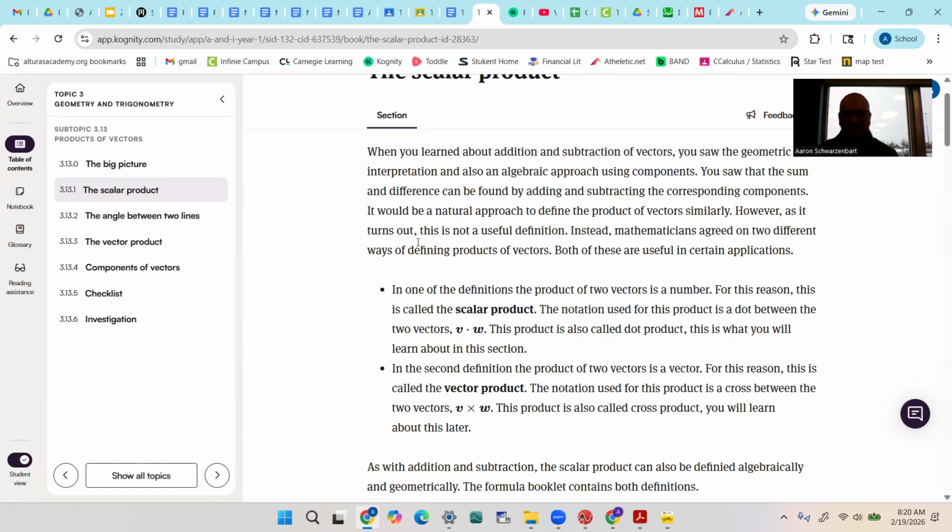That is kind of cool. So, scalar product. Scalar product, also known as the dot product. And you've done dot products in pre-calc. They're the same thing.